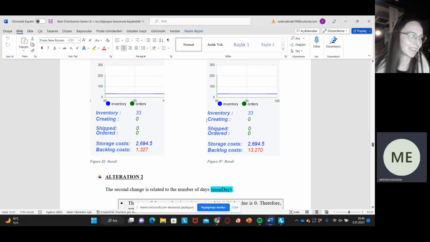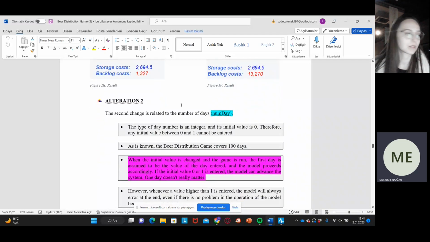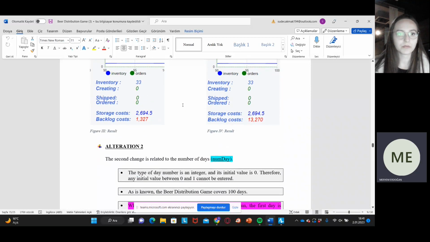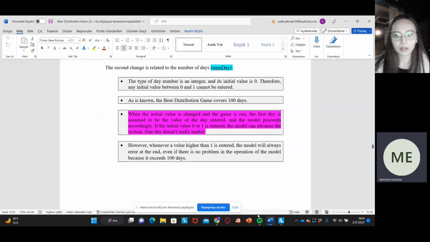After the model is run again, the backlog cost of the factory is 1,327. When this number is increased to 10, the factory backlog cost increases 10 times. That is, it becomes 13,027.70.